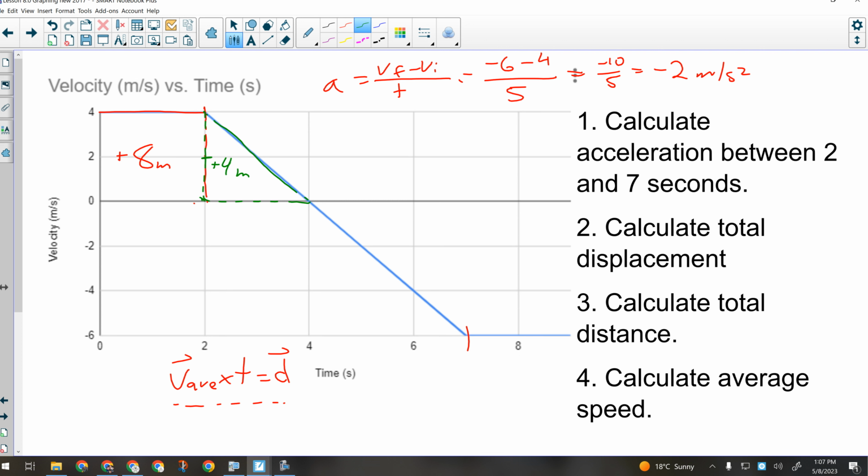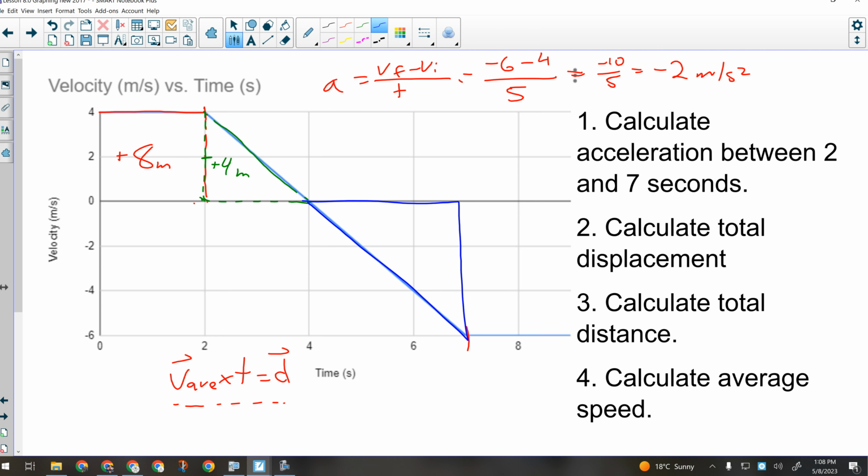All right, what's going on in this part of the graph? Is the velocity still changing there? It is. It goes from 0 to -6 meters per second. So it's still accelerating negatively. But now it's actually moving negatively, right? Because now its velocity is negative.